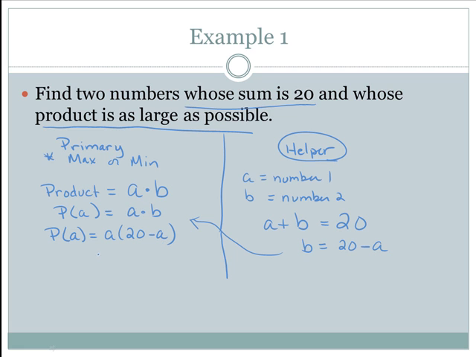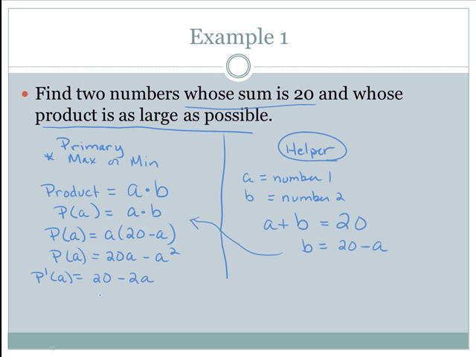So now if I distribute this, I get 20a minus a squared. Now that is my actual function. If I wanted to know what my maximum was, I need to figure out where this product is the largest, which means I need to find its critical point. To find its critical point, I have to first take the derivative. When I take the derivative, I get 20 minus 2a.